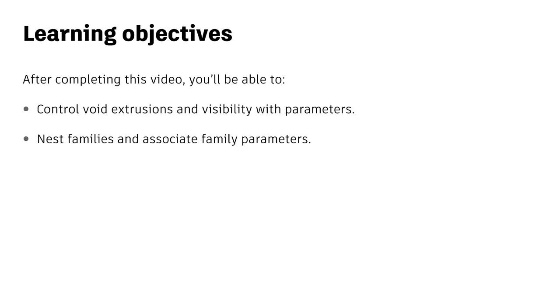In this video, you create a door panel with an optional glazed vision panel with the aid of a custom family template. The family template already has several parameters created and families nested. You control the visibility of void and solid geometry and control the cut and visibility of the glazing panel with a yes or no parameter.